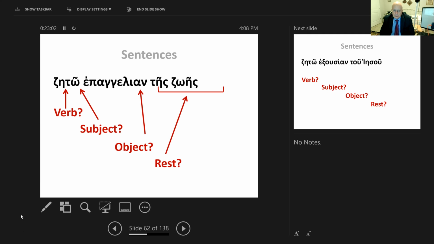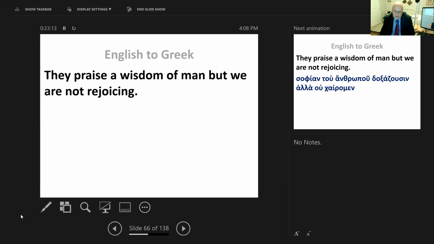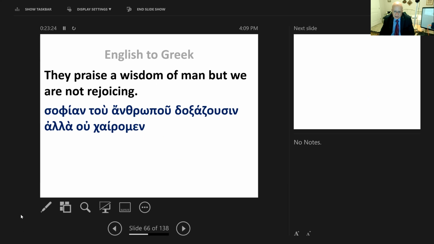So learn to go for the verb first, and then the subject. I find the subject inside the verb, and I find the direct object, and then I'm able to put the rest. If I go from English to Greek, I have a more complex sentence here. They praise a wisdom of man, but we are not rejoicing. Let's see what that looks like in Greek. Sophian tou anthrōpou doxazousin alla ou chairomen.